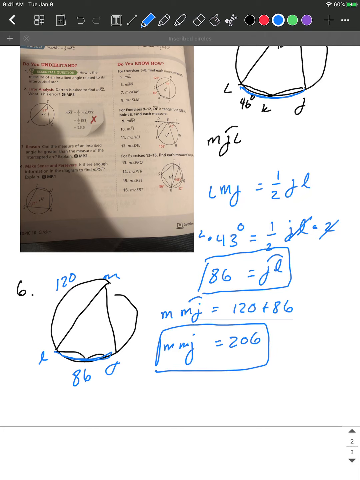In some upcoming videos, we'll talk more about inscribed circles. We'll look at different ways, different polygons, different shapes. So this is just an understanding of inscribed circles.